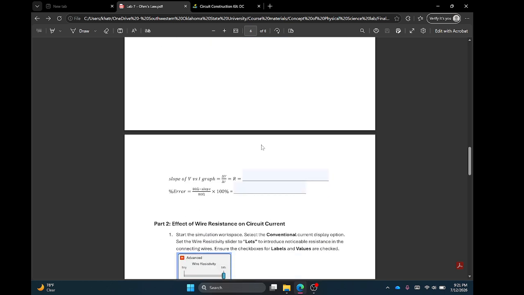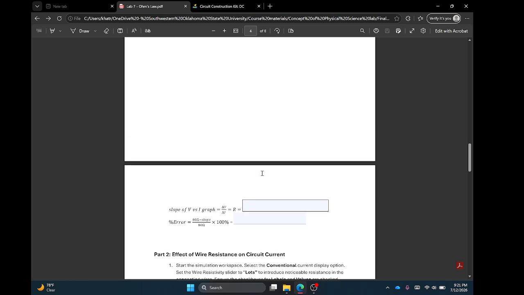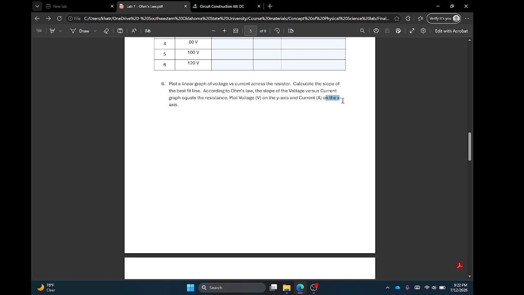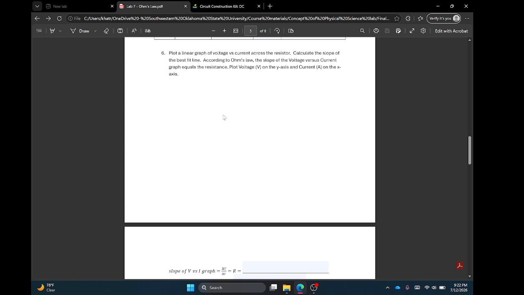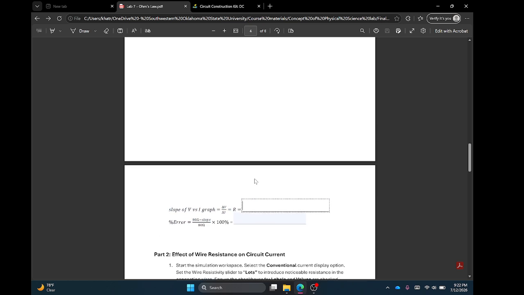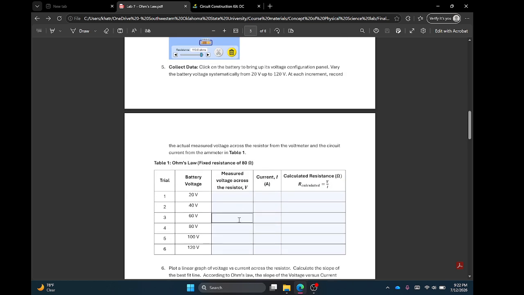and then you will create a best fit line for the whole V versus I points, and then you will establish a linear relationship and calculate the slope of that best fit line, and that slope will give us the resistance of the resistor, which, if everything is correct, should be equivalent to 80 ohm.